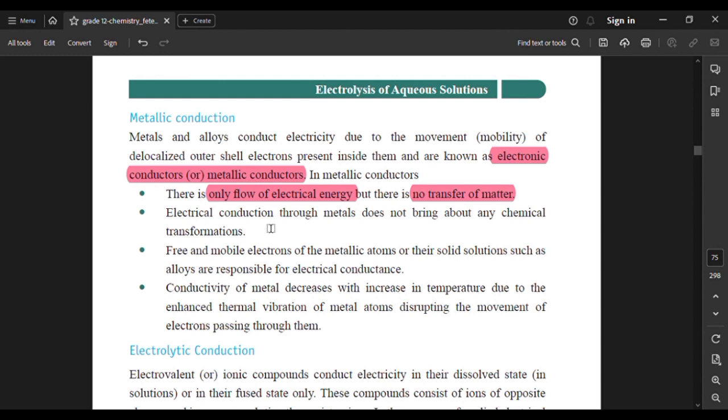The free and mobile electrons of metallic atoms or solutions such as alloys are responsible for electrical conductance. Metallic conduction occurs in pure metals and alloys. So when we see the examples of metallic conductivity, when a voltage is applied, the electrons can easily flow from one part to other parts.